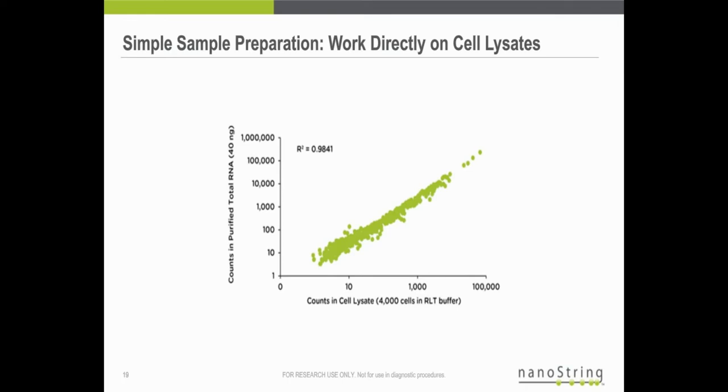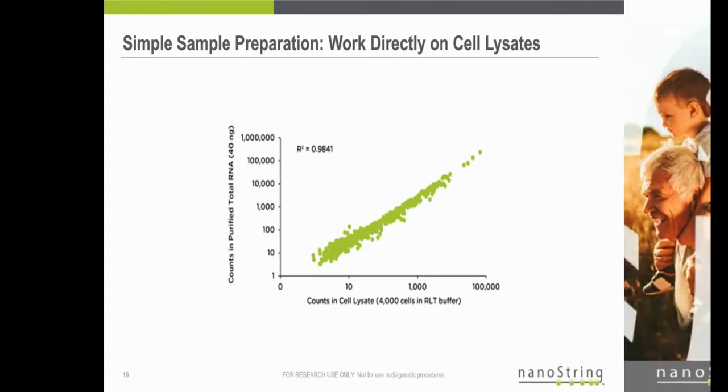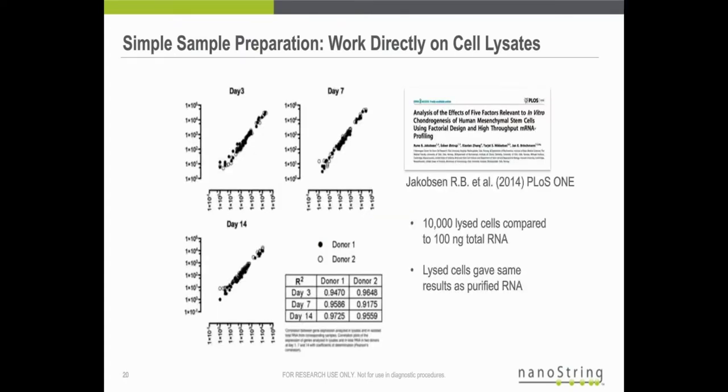And here's evidence from the literature where they make a similar comparison using either 100 nanogram total RNA or 10,000 lysed cells. And here they compare data from multiple donors at different time points, and in all cases, there was a very high correlation between the results obtained. Really, again, just demonstrating that this technology presents a viable option for samples that consist of precious, low-yield cells in which maybe you don't want to or can't extract RNA, or projects in which the sample number may make RNA isolation impractical.